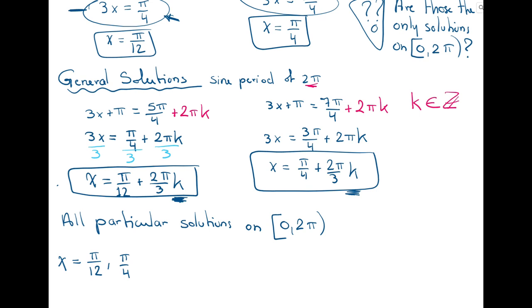So let's put a k equal 1 here and see what we get. And put a k equal 1 here and see what we get. Put a k equal 2 here, see what you get. K equal 2 here, see what you get. And you keep going until you have something that's smaller than 2 pi, right? Something that's smaller than 2 pi.